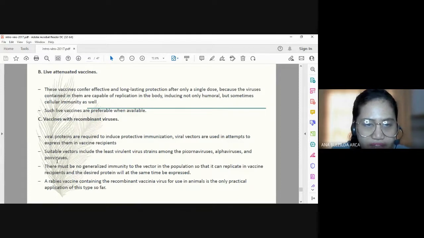For the vaccines with recombinant viruses, these are the viral proteins required to induce protective immunization. So, ano example ng mga recombinant virus vaccine na yan? Yung sa COVID natin, diba? Yung mga AstraZeneca na yan, recombinant yan. So, meron siyang particles ng COVID na antigenic that can cause the body to produce antibodies for that. And then nilagay siya sa isang virus vector. Yung virus vector na yun, ito yung mga harmless na mga viruses. Tulad na lang ng picorna virus, alpha virus, and pox virus. Okay? So yung mga vector na yon, ito yung nagkukos din ng production of the antibodies. So, however, there must be no generalized immunity to the vector in the population that can replicate in vaccine recipients. So, example of this one is the rabies vaccine as well.